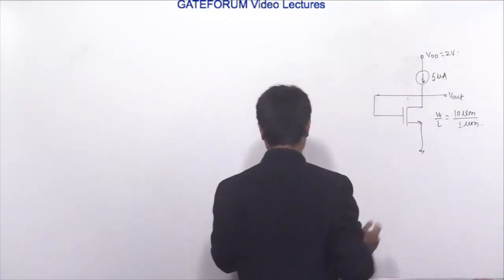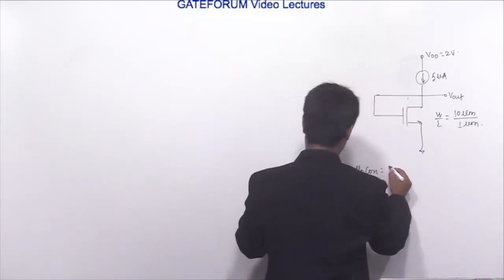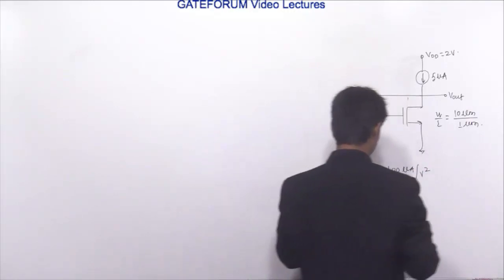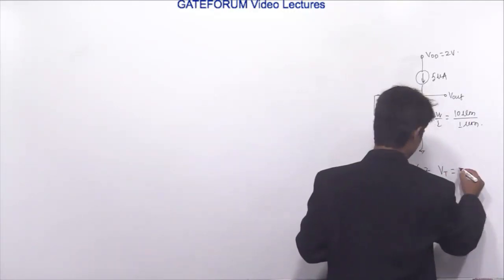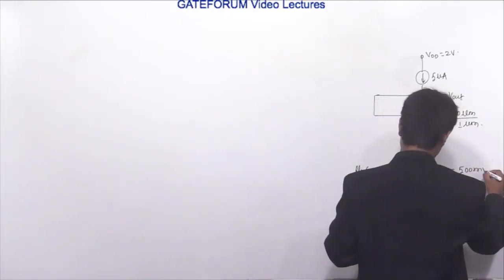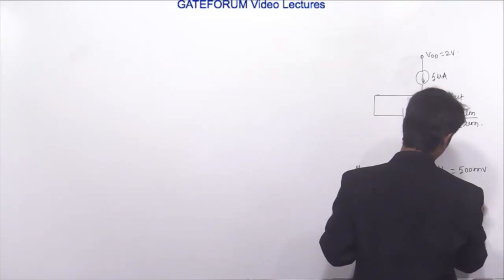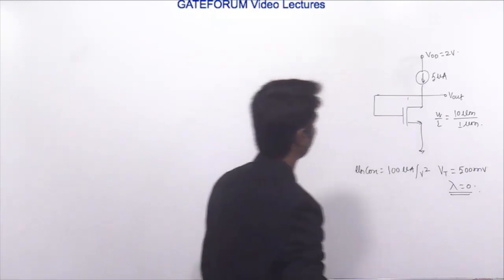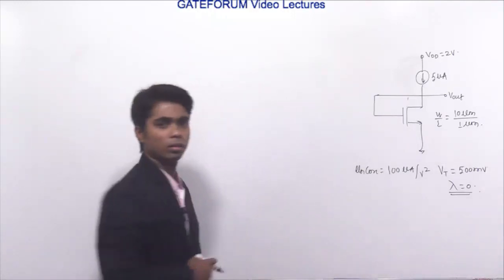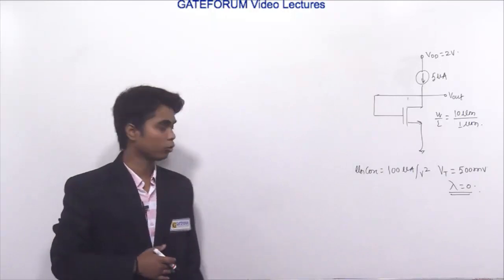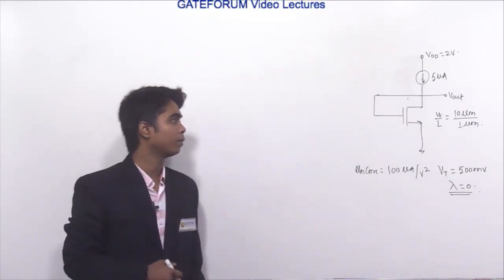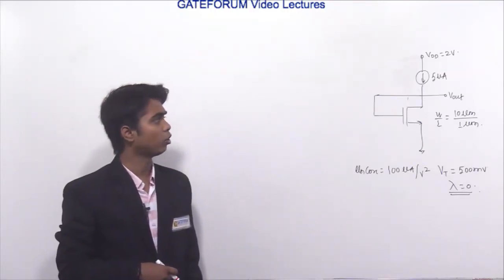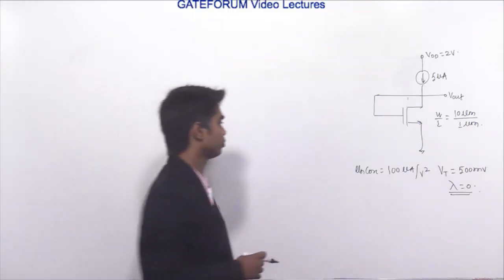Now see, it is given in the question that mu n COX is 100 microampere per volt square, the threshold voltage Vt is 500 millivolt, and the channel length modulation is 0. Now see, we know that the MOSFET works as an amplifier when it is in the saturation region. First we'll calculate it and then we'll also check whether it is correct or not.